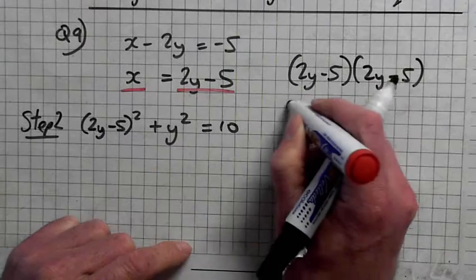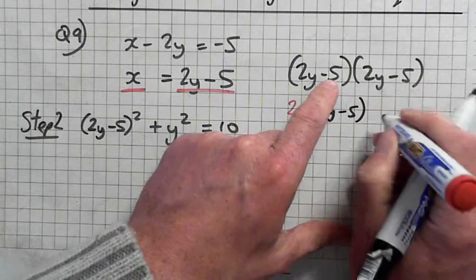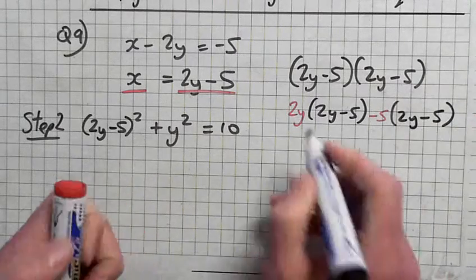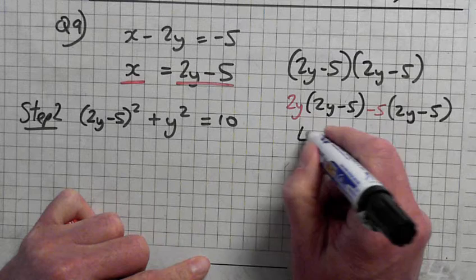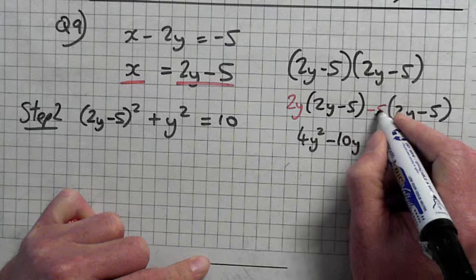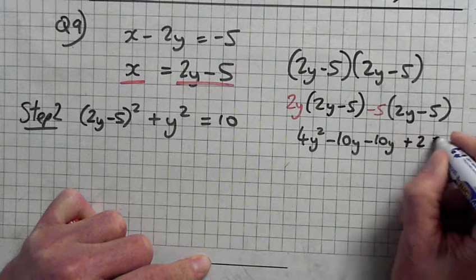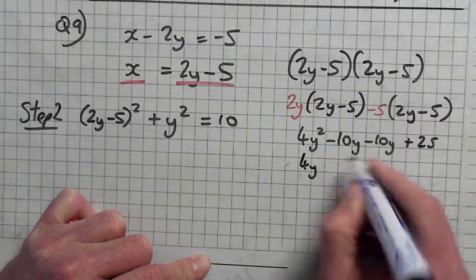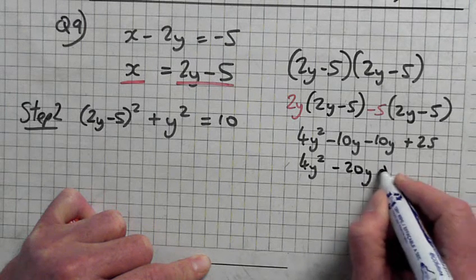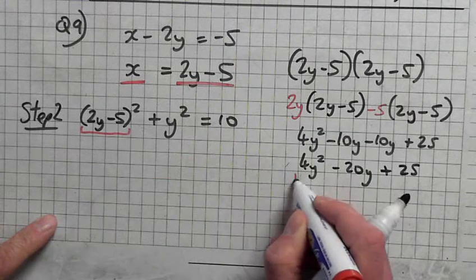So break up the bracket. This 2y times the second bracket, and then this minus 5 times the second bracket. Now multiply 2y times 2y, 4y squared. 2y times minus 5, minus 10y. Minus 5 times 2y, minus 10y. Minus 5 times minus 5, that's 25. Just tidy it up by adding these two, minus 10 and minus 10, minus 20y plus 25. Alright, so all of this here is equal to this.